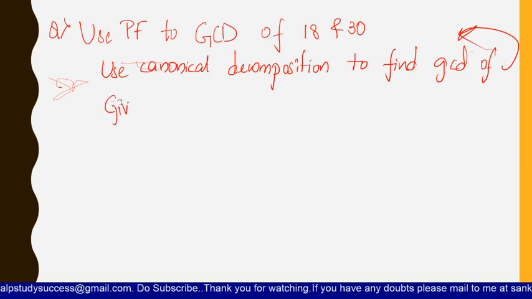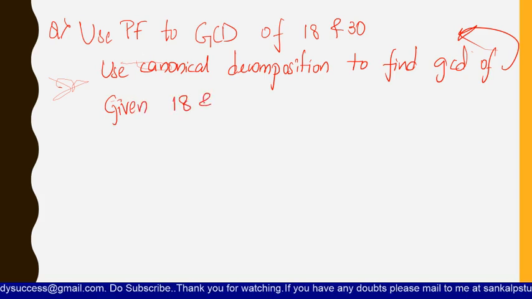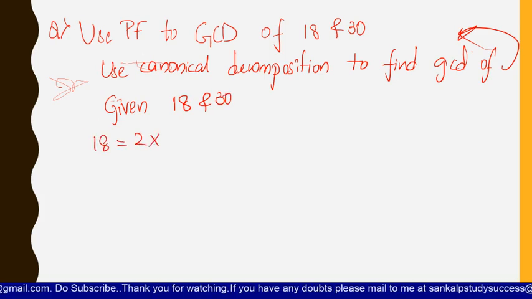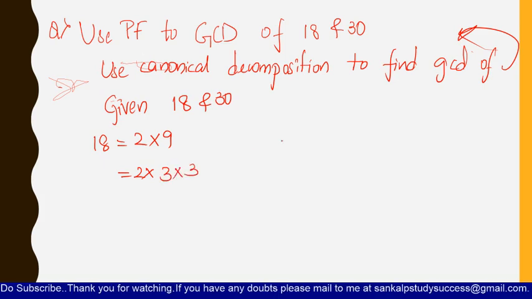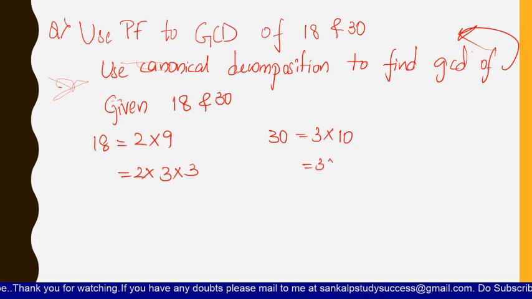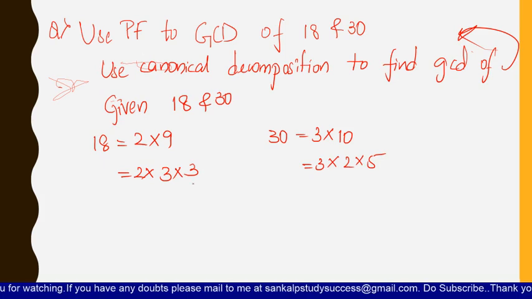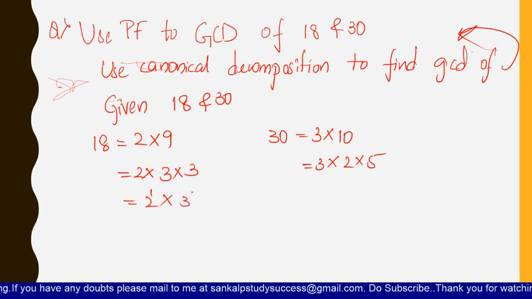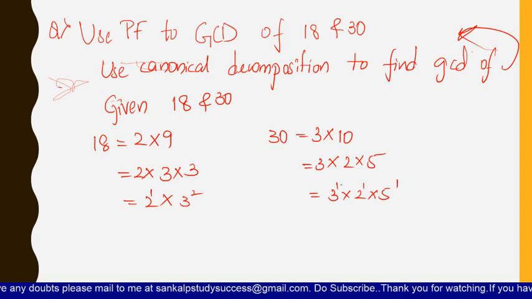What is given? First we need to write the given data. Given 18 and 30. So how do you express 18? 2 into 9. Again 9 can be expressed as 3 into 3, correct? Now 30 can be expressed as 3 into 10. Again 10 can be expressed as 2 into 5. So we have to write it in powers, right? 18 is 2 power 1, 3 square. And 30 is 2 power 1, 3 power 1 and 5 power 1. There is only one of each term.